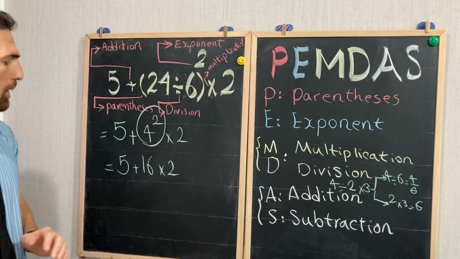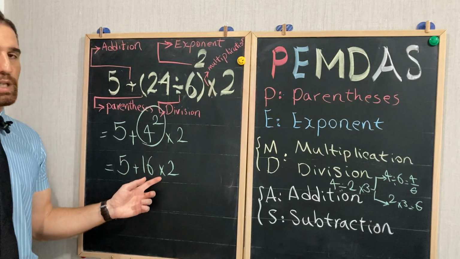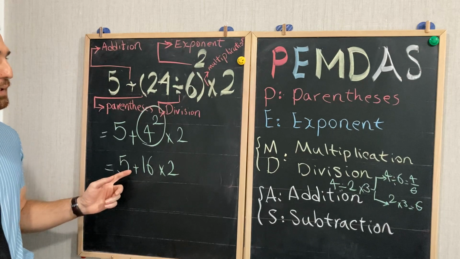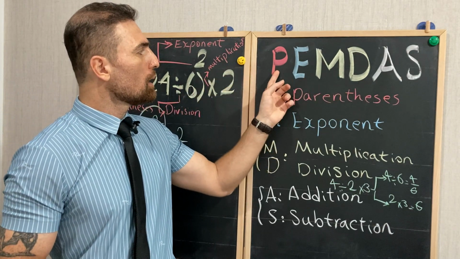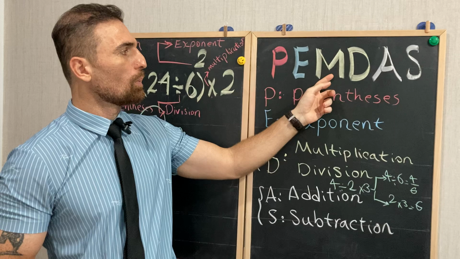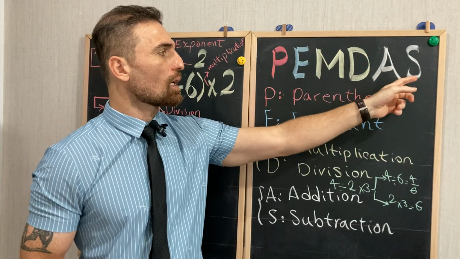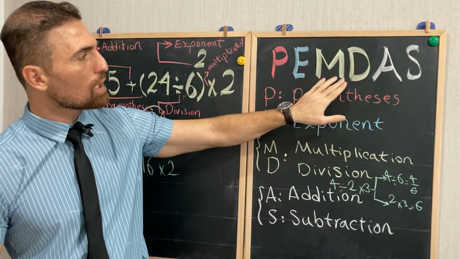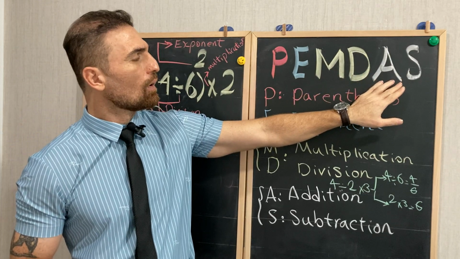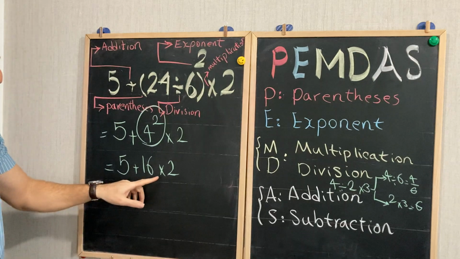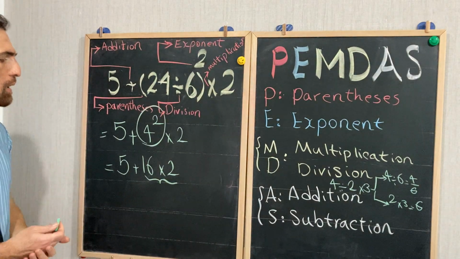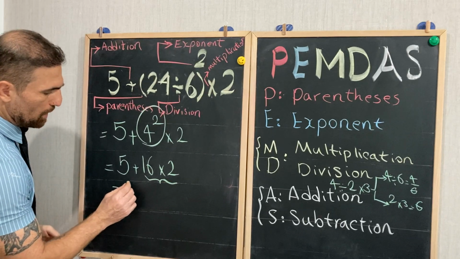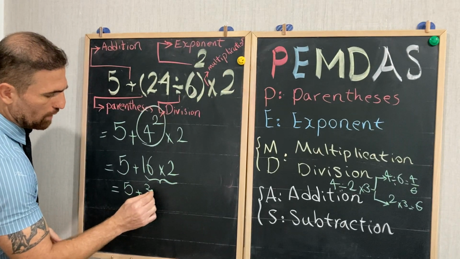Now we have two operations here, addition and multiplication. Should we start with multiplication, or should we start with addition? Look at PEMDAS: parentheses, exponent, multiplication, division, addition, and subtraction. At first we need to work with multiplication, after that we can work with addition. So first, 16 times 2 equals 32. Therefore, it's going to be 5 plus 32.